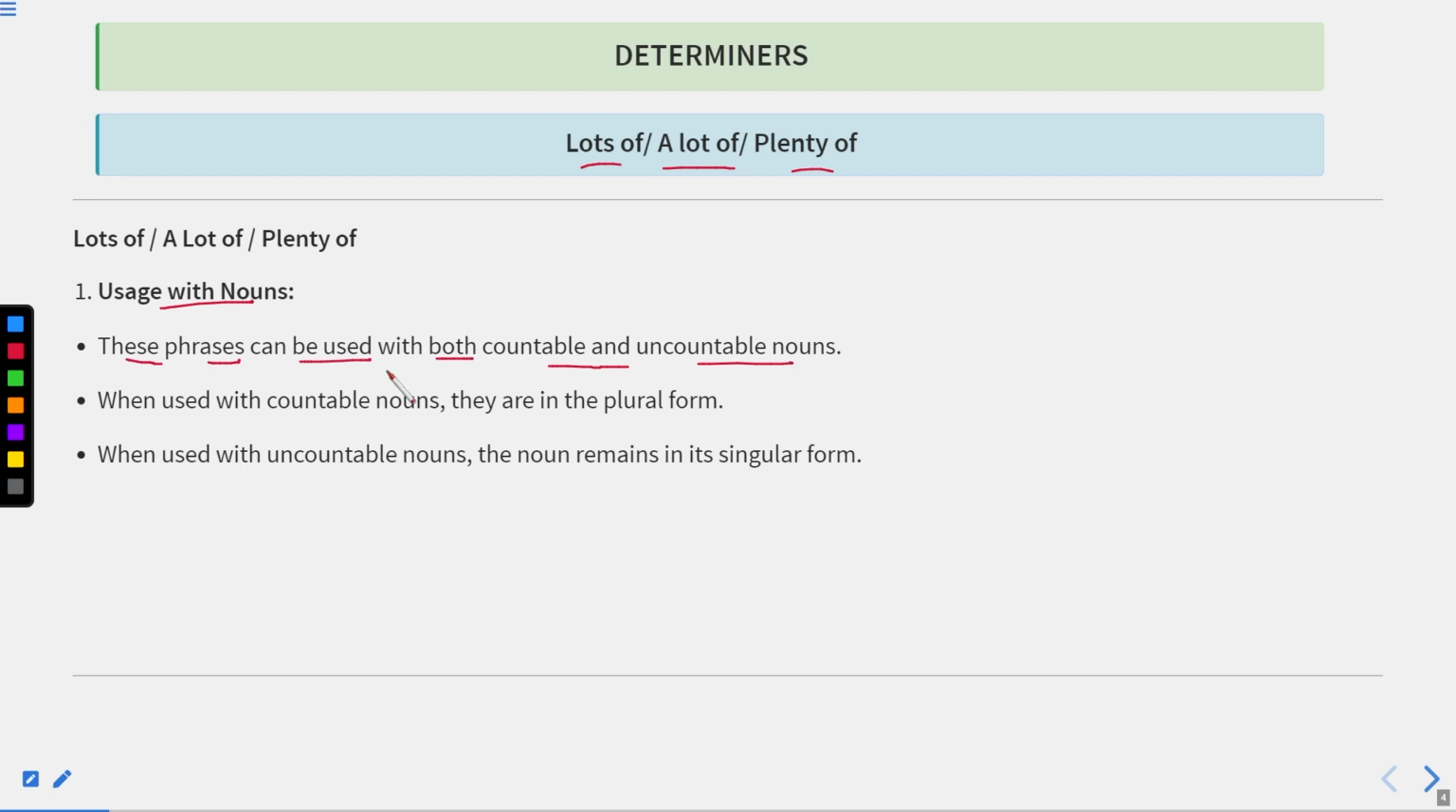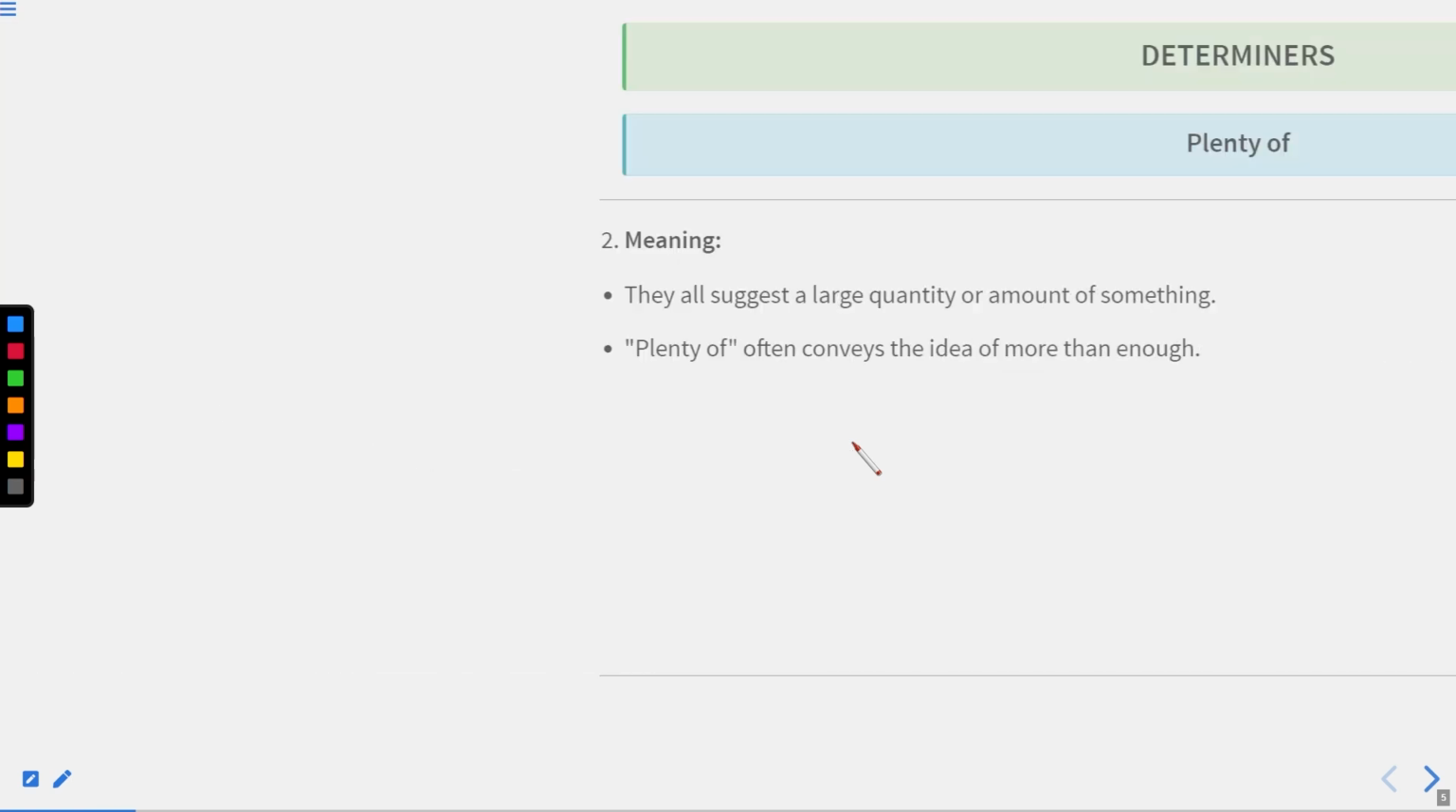It means if we have the phrase lots of, it can be used with countable as well as uncountable nouns. A lot of can also be used with countable as well as uncountable nouns, and plenty of can also precede countable or uncountable nouns. When used with countable nouns, they are in plural form always, as we use the words some and all. When used with uncountable nouns, the noun remains in its singular form because uncountable nouns are always considered singular. Now let us move to the next one.